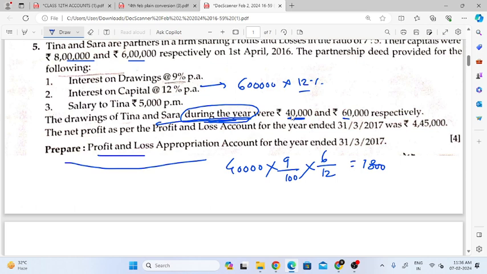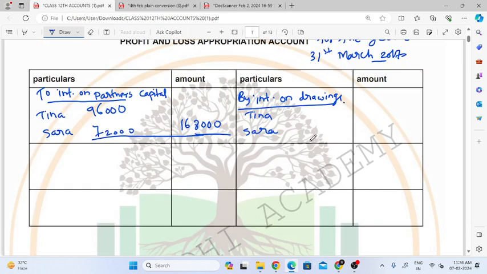Similarly, you have to find it for Sarah. 60,000 multiplied by 9 divided by 100 into 6 divided by 12, which will give you 2,700. So we got the interest on drawings as 1,800 for Tina and 2,700 for Sarah. The total of both comes to 4,500.